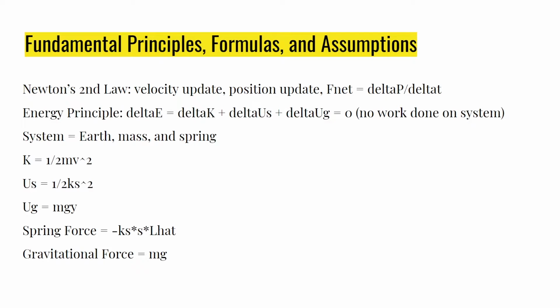This is because the system is assumed to be Earth, mass, and the spring, meaning no work should be done on the system. Kinetic energy is equal to 1/2 mv squared, spring potential is equal to 1/2 ks squared, and gravitational potential is equal to mgy. Finally, our forces are spring force and gravitational force. We assume there are no other forces present. Spring force is equal to negative ks times s times l hat, and gravitational force is equal to mg.